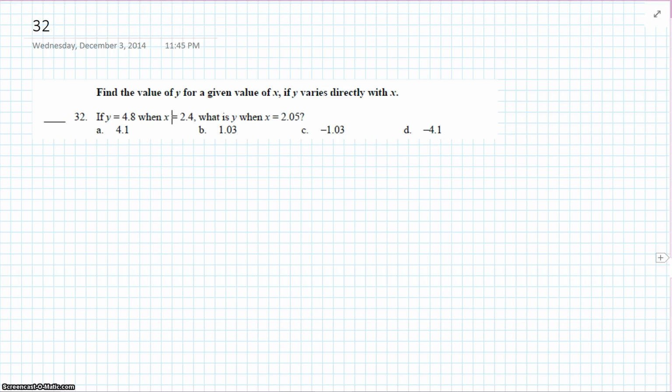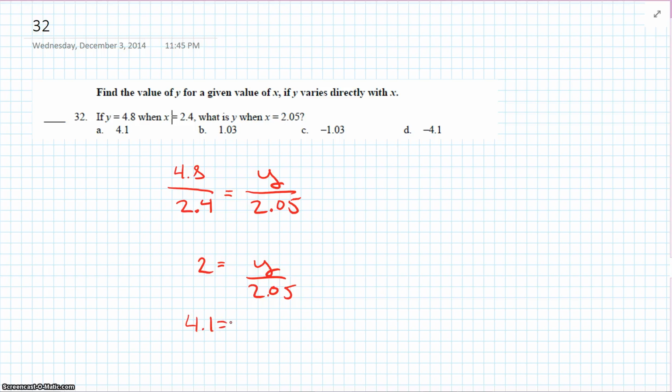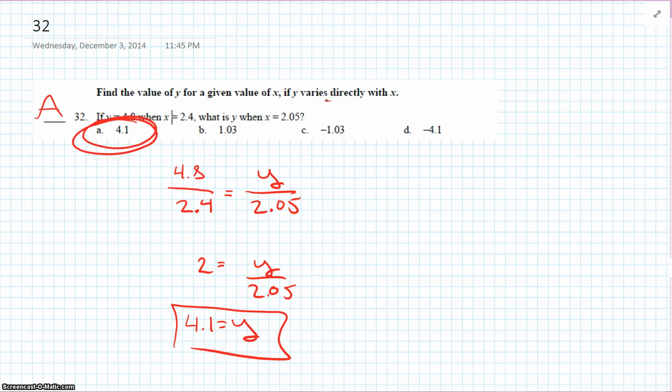All right, find the value of y for the given value of x, if y varies directly with x. So when y is 4.8 when x is 2.4, what is y when x is 2.05? So we can cross multiply, or actually we can simplify and say 2 equals y over 2.05. Multiply each side by 2.05, so 4.1 equals y. So we're looking for positive 4.1. The answer is A. Again, when it varies directly, we can just set up proportions and ratios.